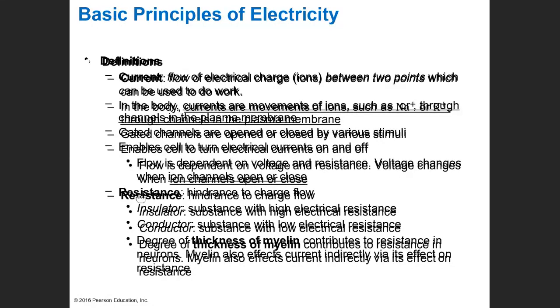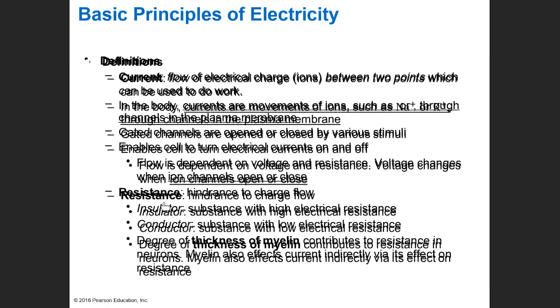All right, our third term here. We dealt with voltage and current, and now our third one is resistance. And you all know what resistance is. It's something that hinders something else. In this case, we're talking about a hindrance to current. Anything that hinders the flow of ions is considered a resistor.